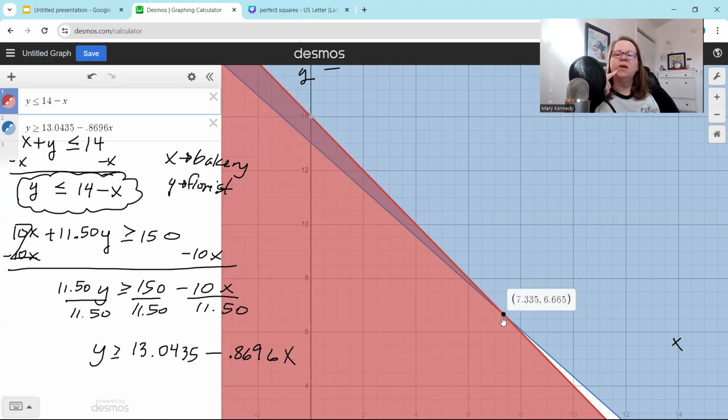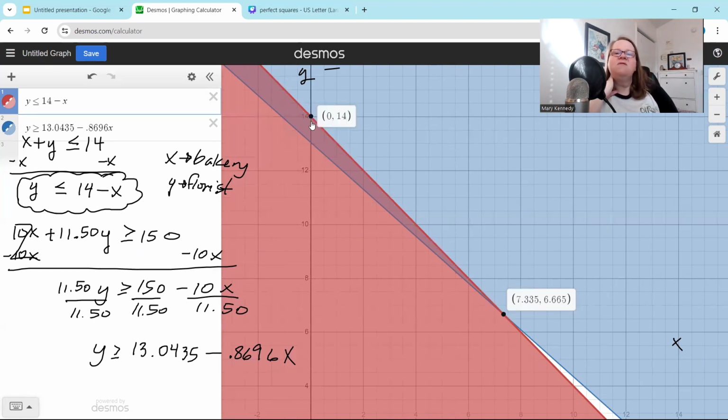She wouldn't make enough money if she only worked at the bakery, because there's nothing on the x-axis that is in the blue section for the florist. There's no overlap there. She's going to have to work at most 7 1/3 hours at the bakery. Think about why she would want to work more hours at the florist. Think back to what she makes at each of those. She only makes $10 an hour at the bakery, but $11.50 at the florist. So it makes sense, right?